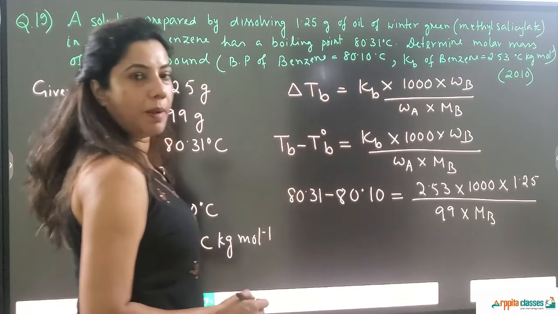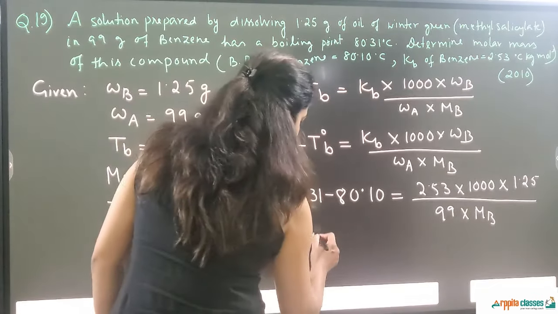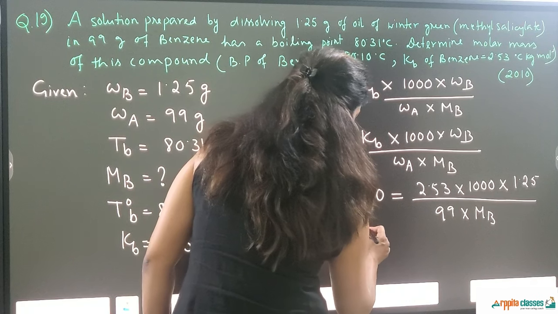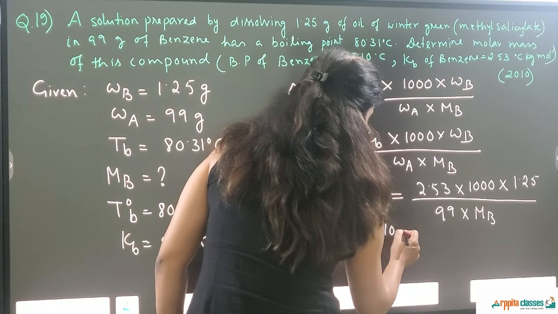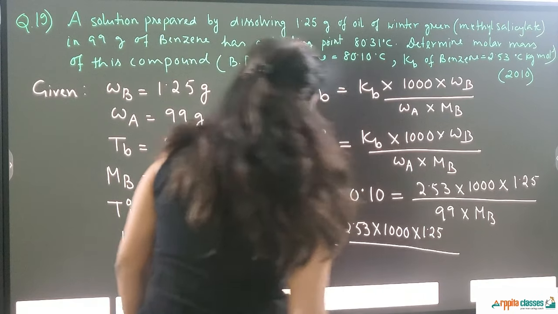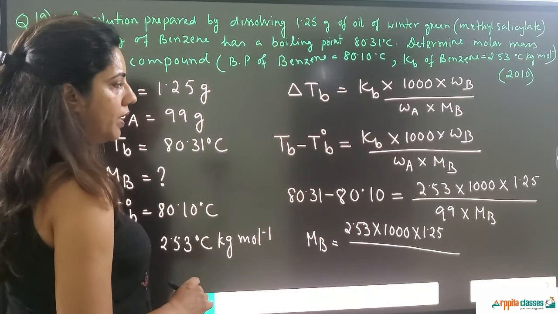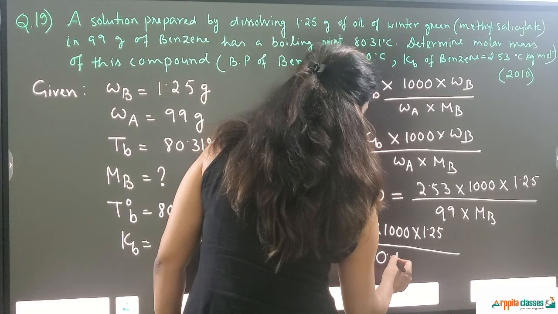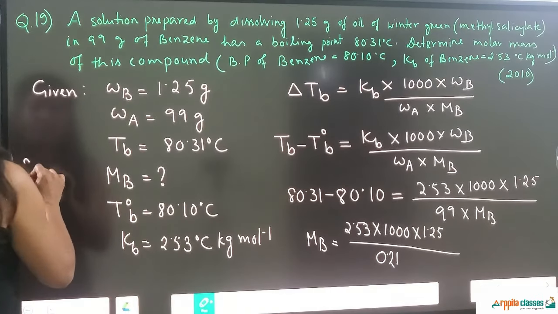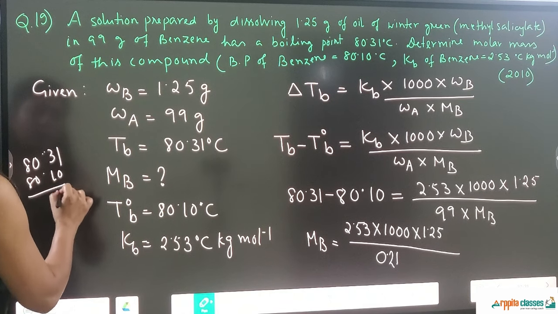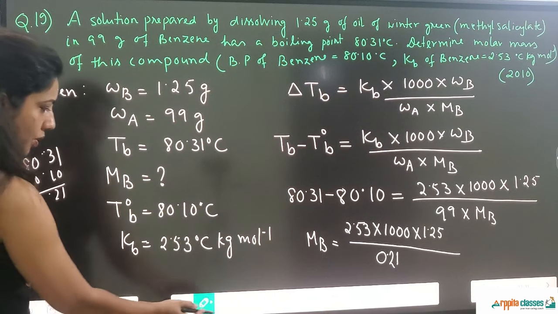So you have to find out MB, so get MB this side. Once I get MB this side and take the rest to the other side, it is 2.53 into 1000 into 1.25 divided by 80.31 minus 80.10. If you do the subtraction, 80.31 and 80.10, it is 0.21. So 0.21 is the answer.